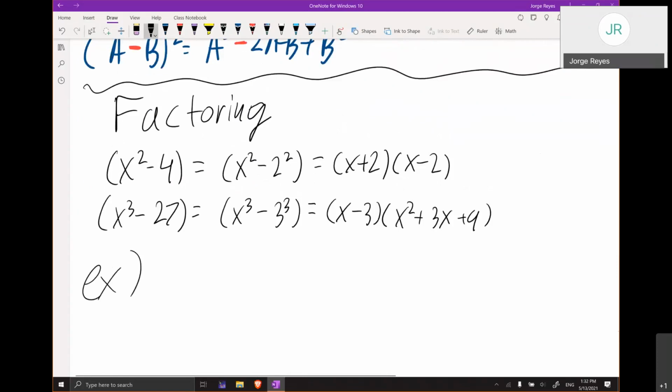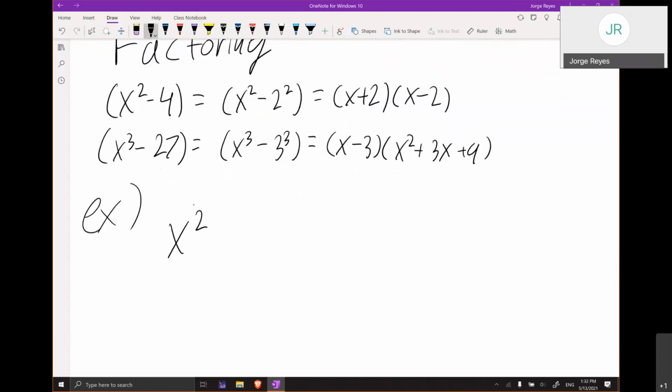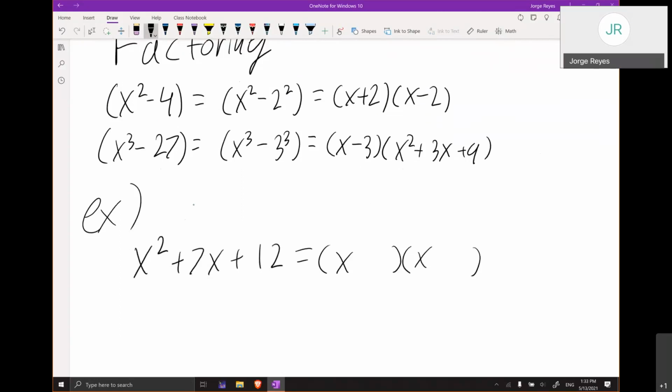So we're going to start with an example: x squared plus 7x plus 12. I learned it a very traditional, old school way, which is what I'm about to show you now, where you just put two parentheses. Because the leading coefficient is 1, it's pretty easy, because we know it's going to be an x and an x, and you just need to figure out what numbers these need to be.